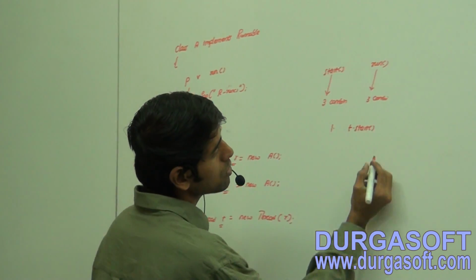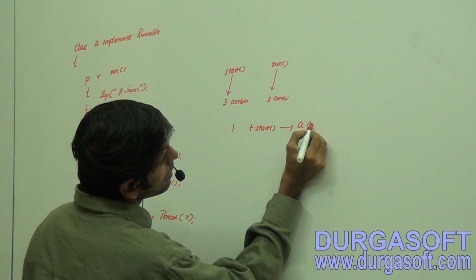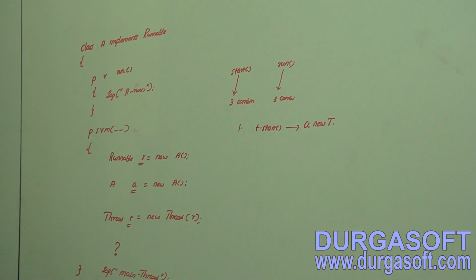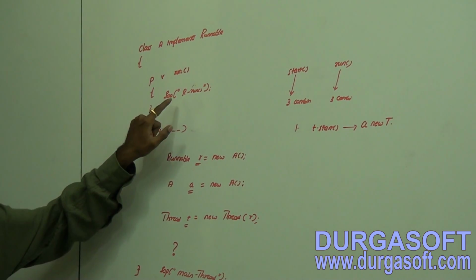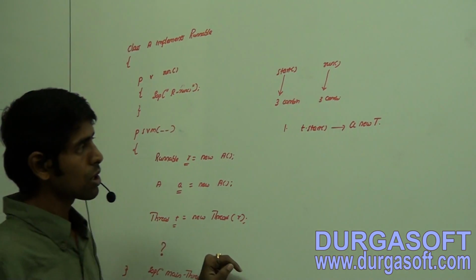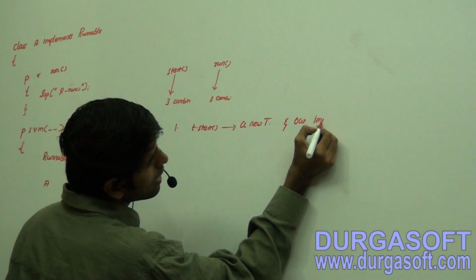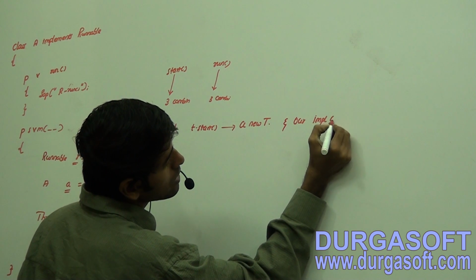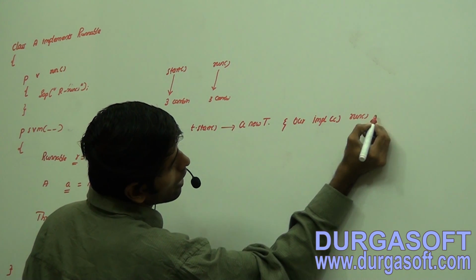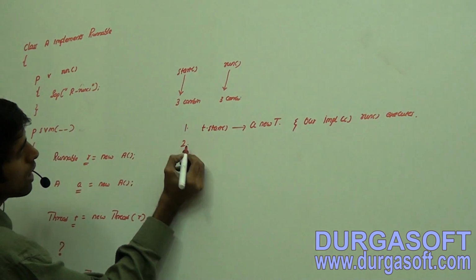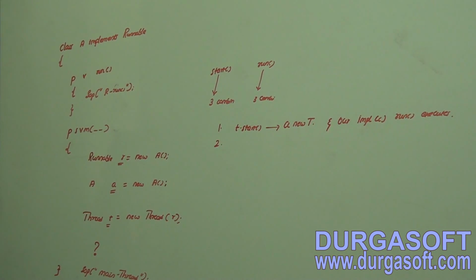So here what is going to happen? A new thread will get created, right? A new thread will get created, and our implementation class run method is going to get executed. That's very important. Now let us go for the other one. Now T dot run method.